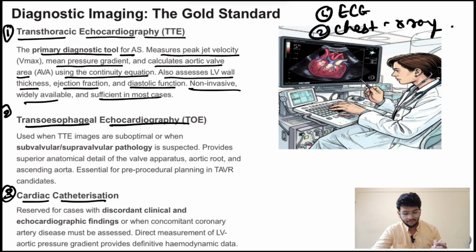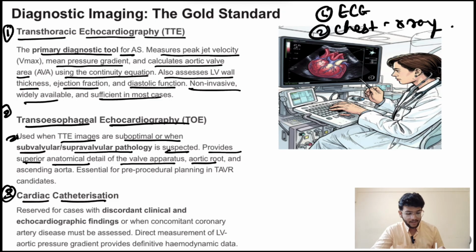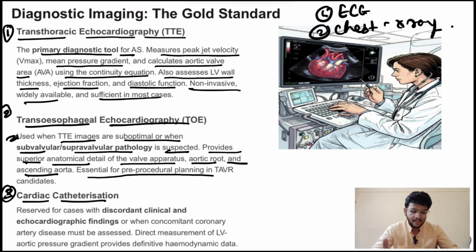Transesophageal echocardiography is used when the TTE images are suboptimal or when subvalvular or supravalvular pathology is suspected. It provides superior anatomical detail of the valve apparatus, aortic root, and ascending aorta, essential for pre-procedure planning in TAVR candidates with aortic stenosis.